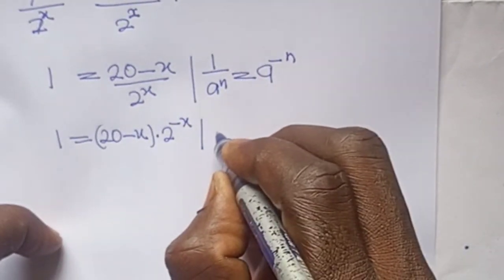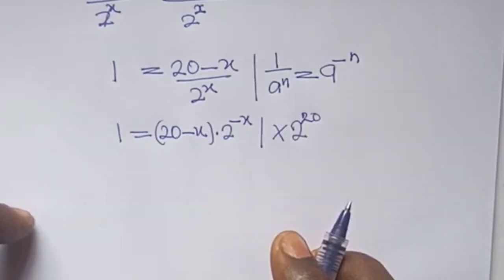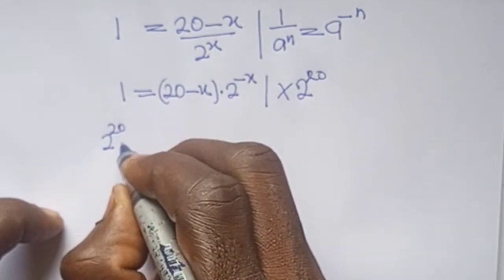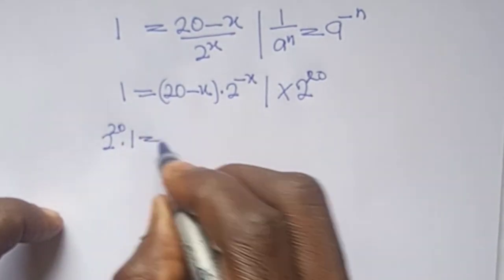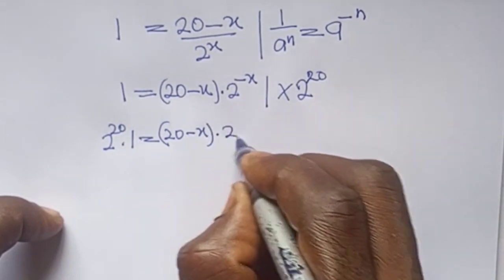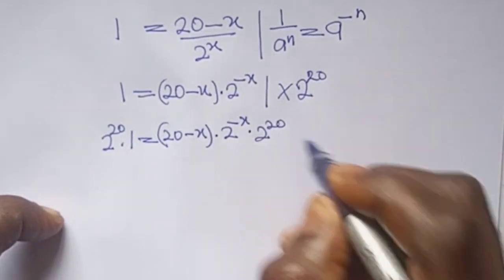So we're going to multiply both sides by 2 to the power of 20. Our equation becomes 2 to the power of 20 times 1 equals 20 minus x times 2 to the power of minus x times 2 to the power of 20.